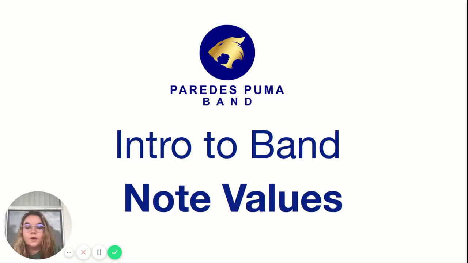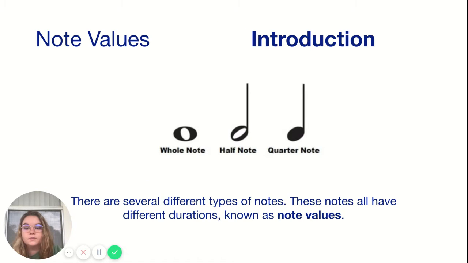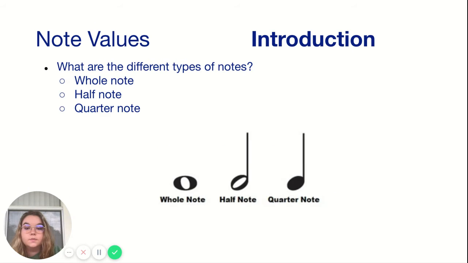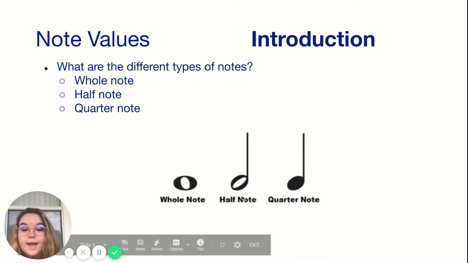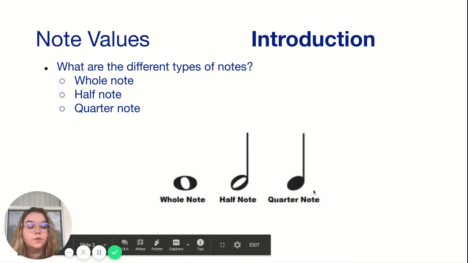Today we're going to be talking about note values. As you can see in the picture on the screen, there are several different types of notes. These notes all have different durations, known as note values. So what are the different types of notes? Well, the notes that we'll be looking at today are the whole note, half note, and quarter note.